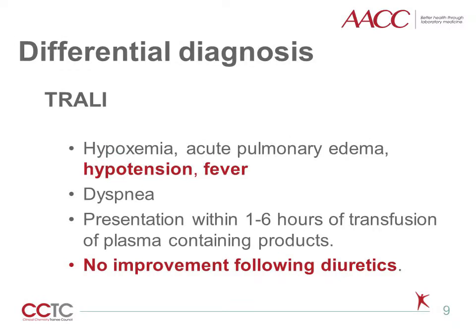Patients with TRALI can present with dyspnea, hypoxemia, and acute pulmonary edema within 6 hours of transfusion, as in TACO. However, unlike in TACO, patients with TRALI demonstrate hypotension. They may or may not also have evidence of fever. There is also no improvement in symptoms following the administration of diuretics. TRALI is treated symptomatically with oxygen support.